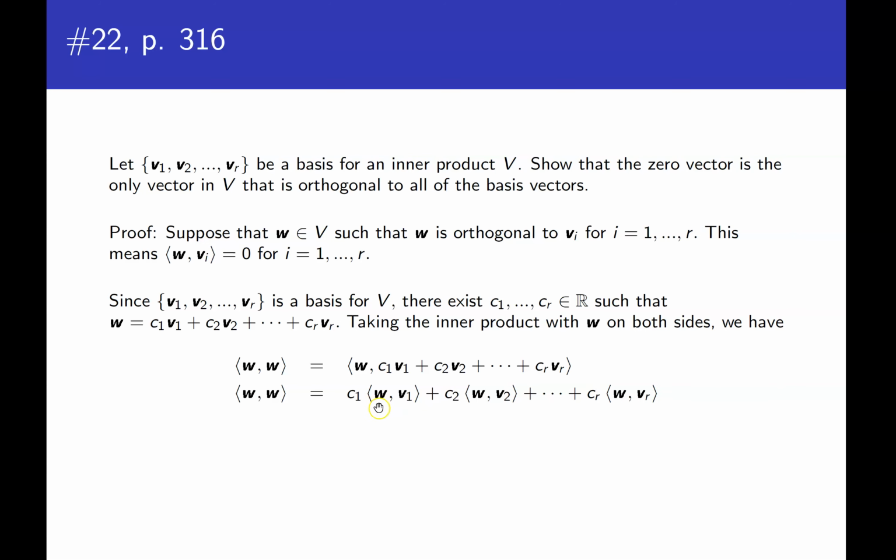Well, what did we say was true about each of these inner products? W is assumed to be orthogonal to each of the basis vectors, so each of these inner products must be 0. And then, of course, when we have all those constants times zeros added together, we get a bunch of zeros. So this says that the inner product of W with itself is 0. And now, using axiom 4 of inner product spaces, the only vector that when you take its inner product with itself gives you 0 must be the 0 vector. So we get W is equal to the 0 vector.